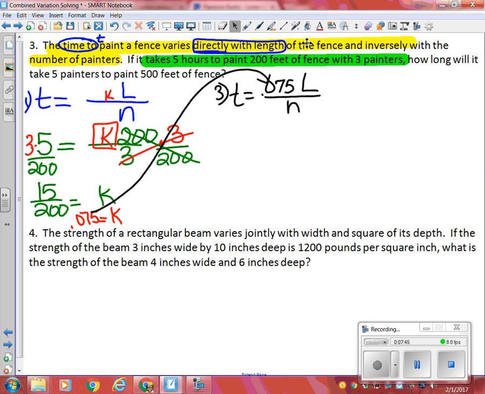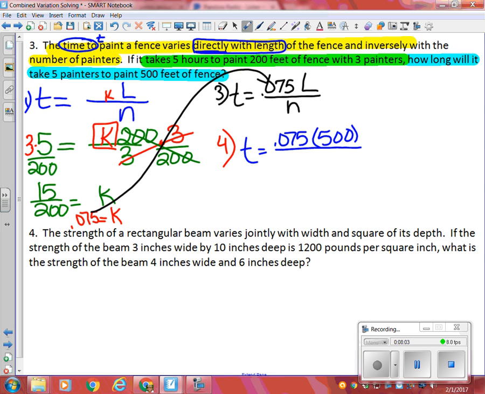Now, number 4. Now I'm going to use the equation to solve for something I don't know. So now I'm going to focus on how long will it take 5 painters, 500 feet of fence. The time it takes, 0.075 is my constant. The length of the fence is 500 feet, so 500 goes on top. The number of painters is changed to 5. Okay. When you multiply and divide, you get 7.5 hours.